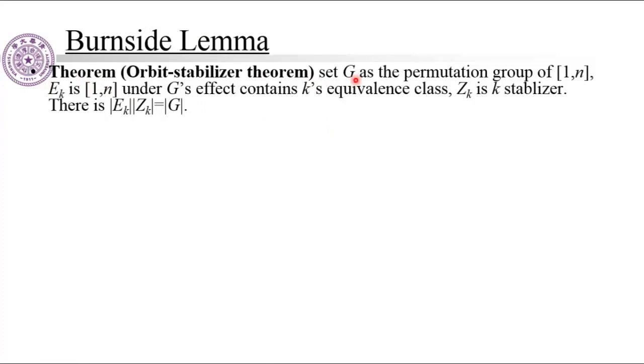Assume G is a permutation group on 1 to n. Then Ek represents the equivalence class of k under the group G, and Zk is the stabilizer of k. Then we will have this claim: the size of Ek multiplied by the size of Zk equals the number of permutations. First, how many elements do we assume Ek has? Assume inside Ek there are L elements. Since it is the equivalence class of k, we can set the first element in Ek as k. The other elements are respectively a2, a3 until aL.